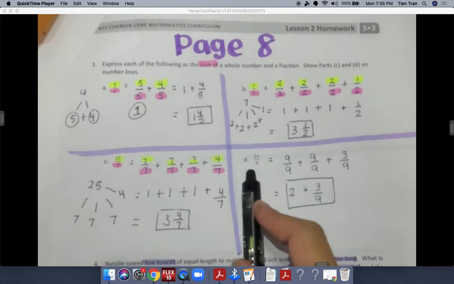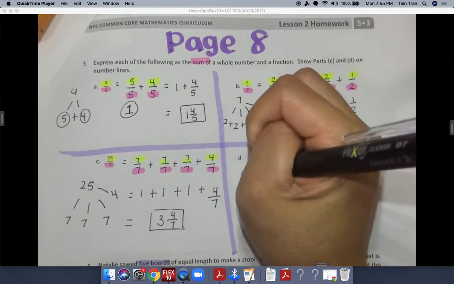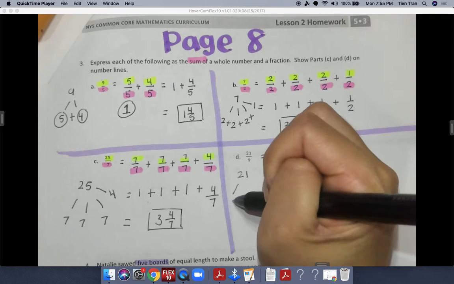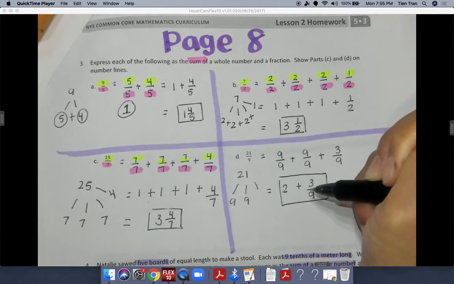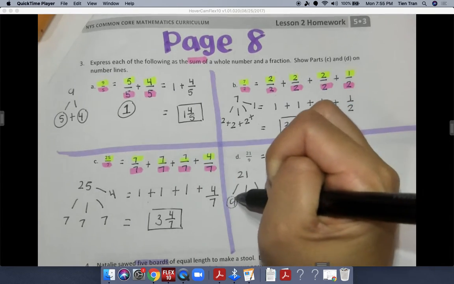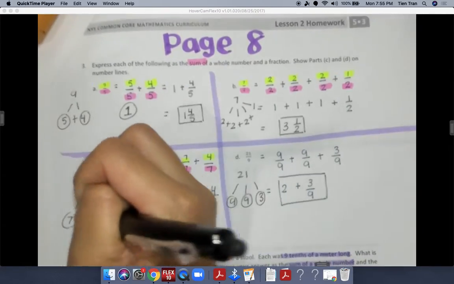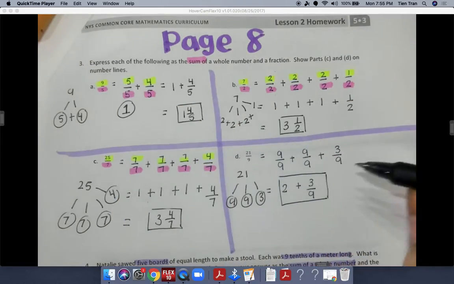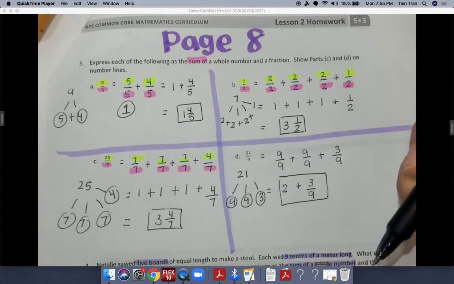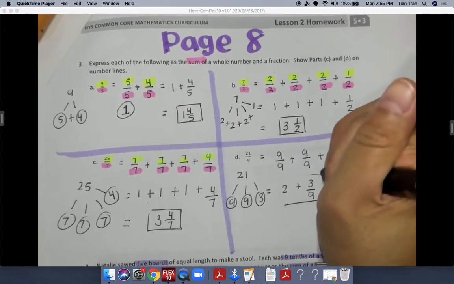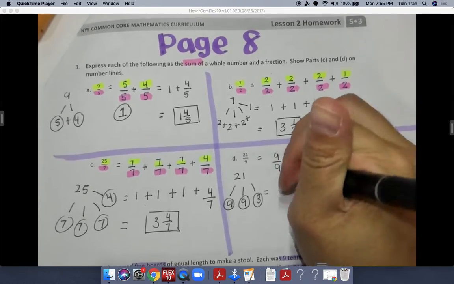Okay? Now over here we have 21. So I'm going to split 21: 9 plus 9 plus 3. 9 plus 9 is 18 plus 3 gives me 21. Just like how over here I added all of those numbers together. I'm going to do it in 2 steps so you guys can see it as 2 steps rather than just 1.